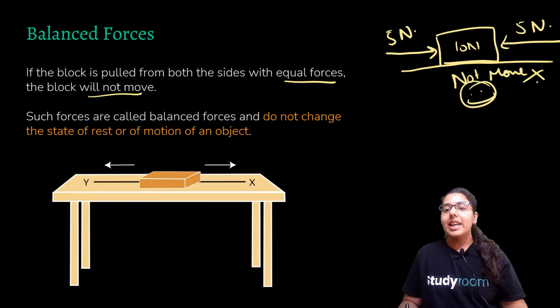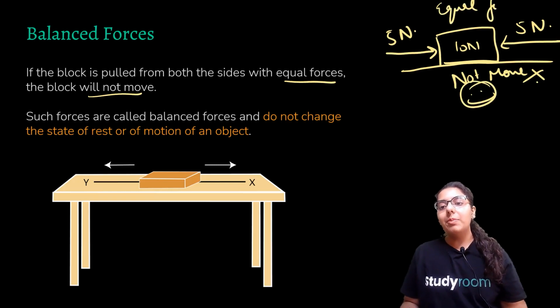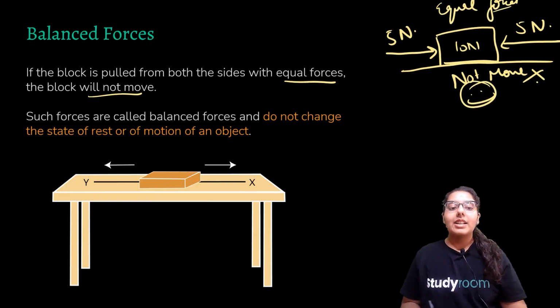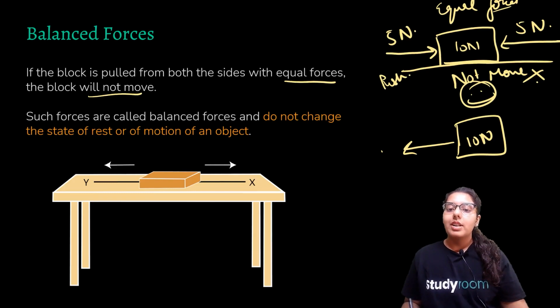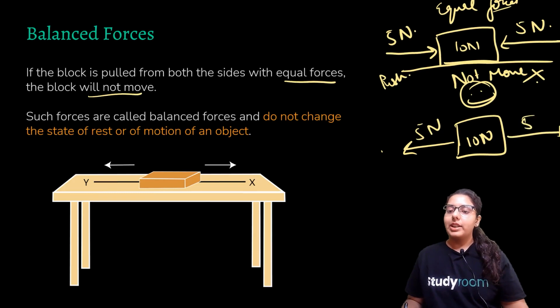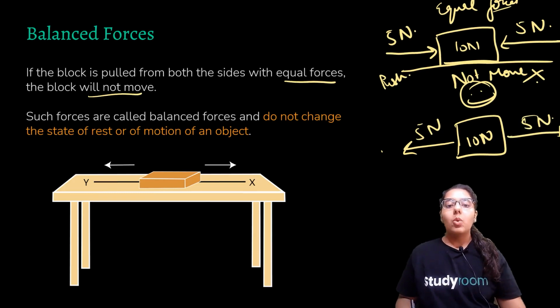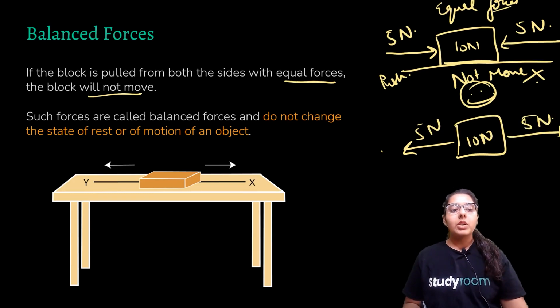Simply because equal forces are applied from both the sides. And let's take some other example. For example, the 10 Newton block, you are pulling it this time. Here you were pushing the block. In this direction, you will be pulling the block with, let's say, 5 Newton only. And your friend is also pulling the block with 5 Newton. What will happen? There will be no change in the state of the block.